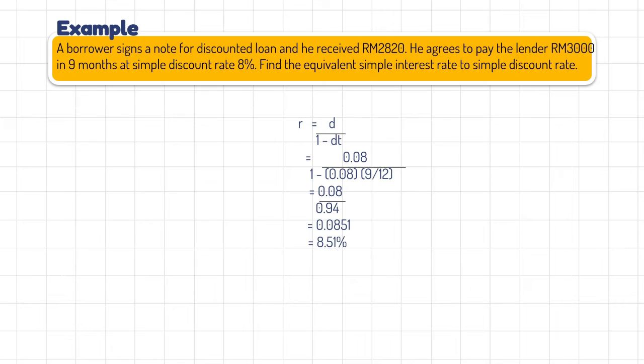Now, let's do the example. A borrower signs a note for a discounted loan and he receives 2,820 ringgit. He agrees to pay the lender 3,000 ringgit in 9 months at a simple discount rate of 8%. Find the equivalent simple interest rate to simple discount rate. First of all, we need to write the formula. So the formula is small letter r equals small letter d divided by 1 minus dt.